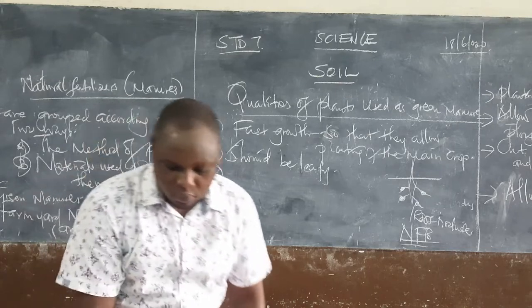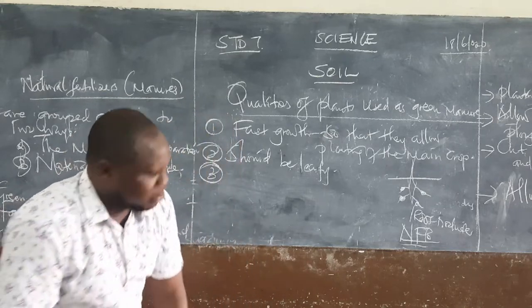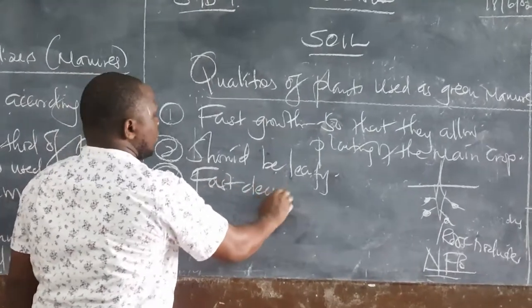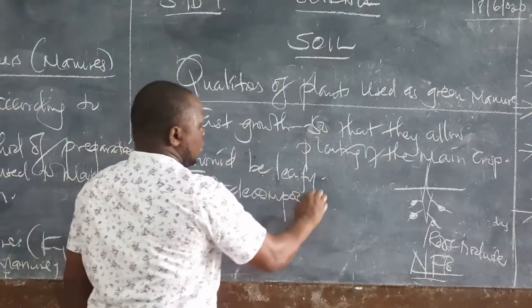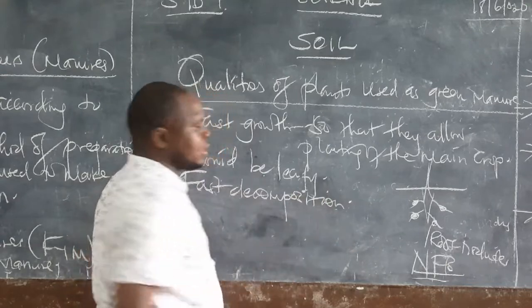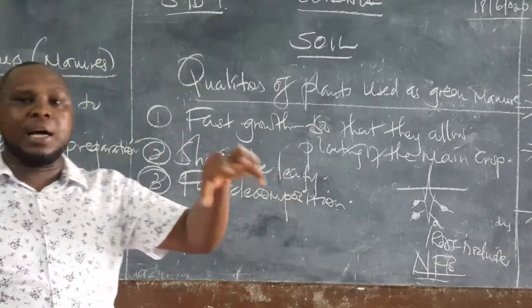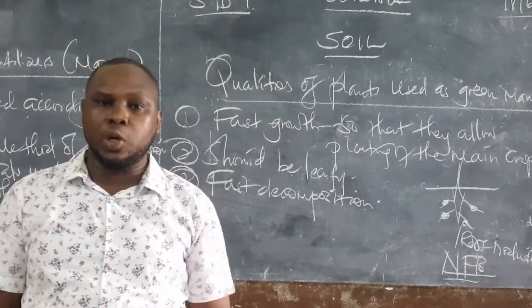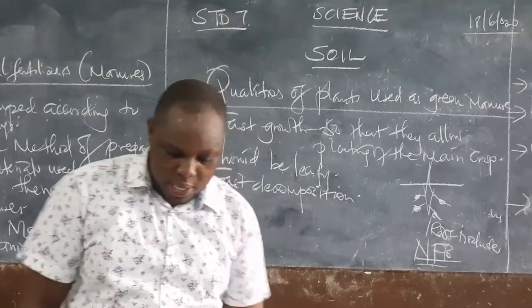Number three, should be able to decay very fast. Should have a fast decomposition. Of course, I have mentioned this. These plants, once you plow them back into the soil, they should decompose very fast, so that they allow time for the main crop now to be able to grow.